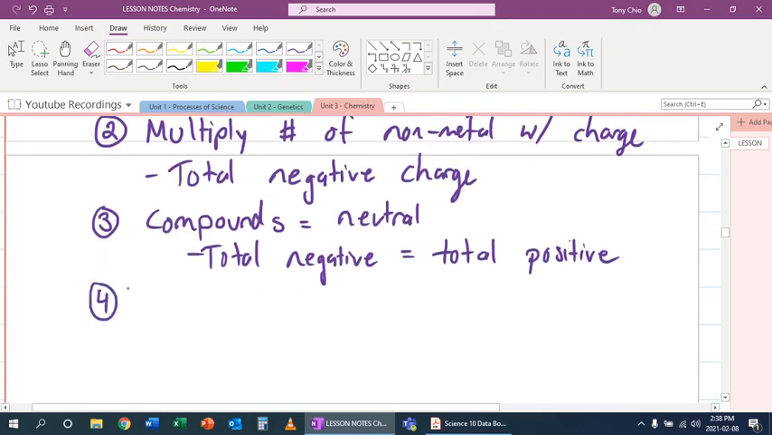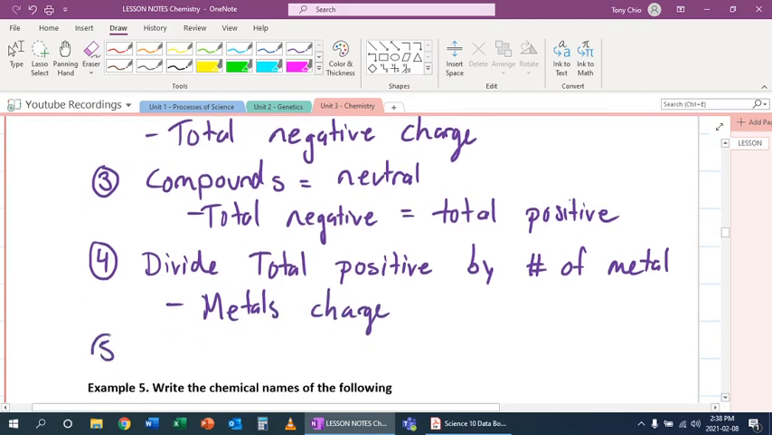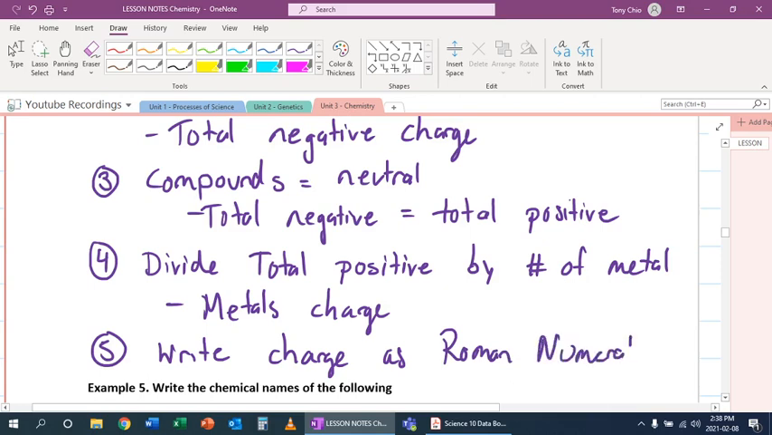So, what you have now is take total positive, divide total positive by number of metal. And by doing that, you just found your metal's charge. And then what you do now is you write that charge as your Roman numeral. So let's practice that. Let's look at example number 5.